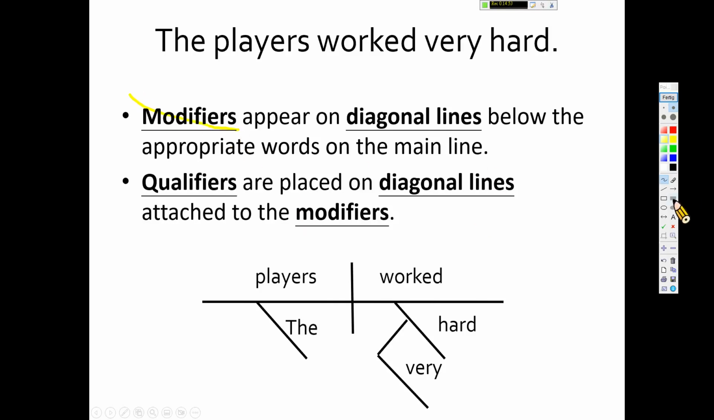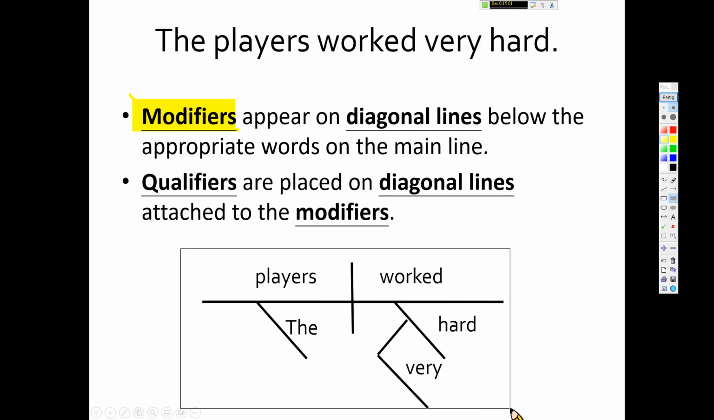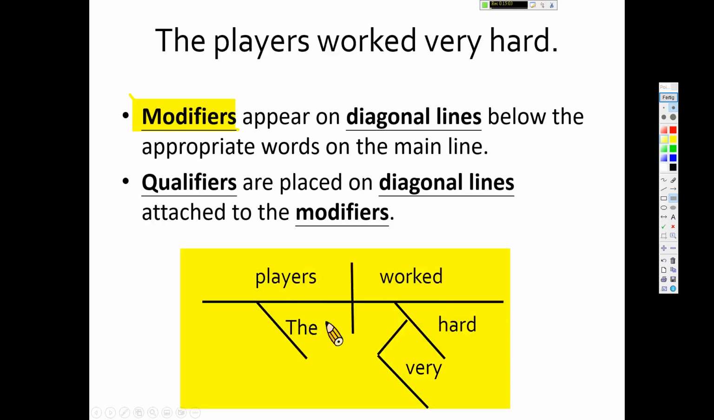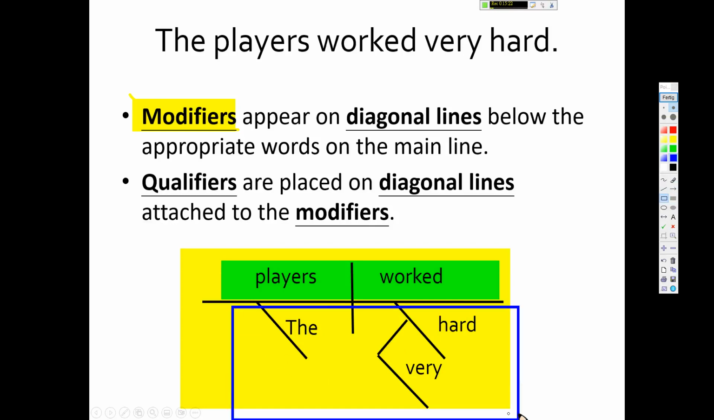In the previous classes, I always talk about the modifiers, right? If you look at the chart here, the prayers worked are above the main line. Since they are above the main line, they are the core components of the sentence. Now let's move to look at everything under it.